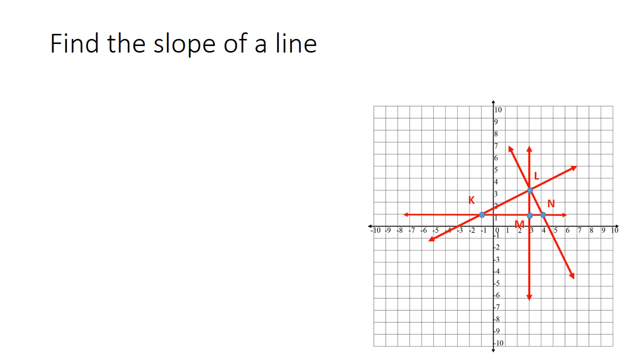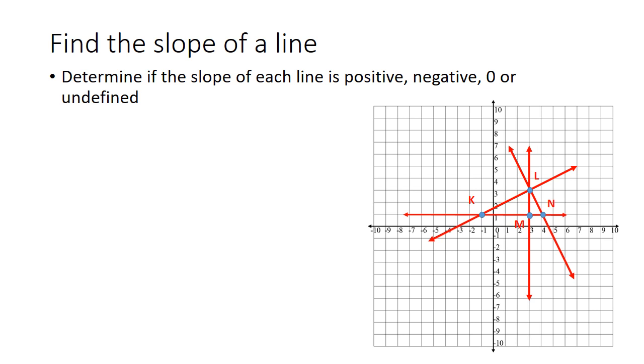So if we have this figure here and we want to define the slopes of particular lines in our figure, we are going to determine whether or not the slope is positive, negative, 0, or undefined. So let's start with line KN. If you find your K and you find your N, how would we describe that slope? We would describe that as a 0 slope because it is horizontal.